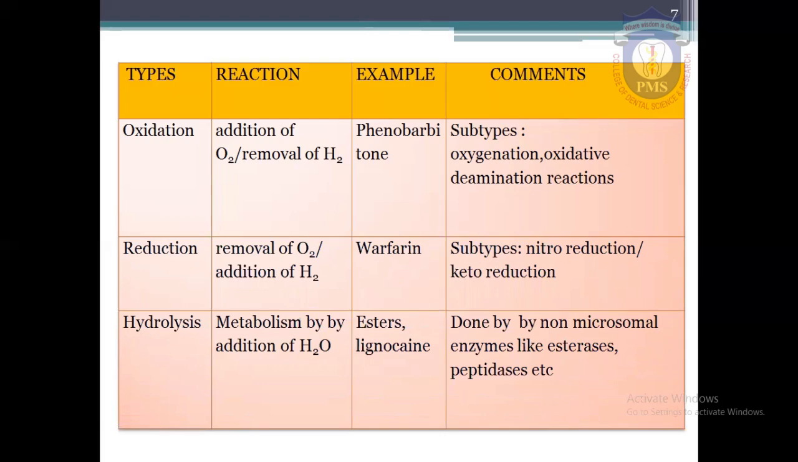Hydrolysis reactions. There is metabolism of the drug by addition of water. Examples are esters and lignocaine. This is done by non-microsomal enzymes like esterases and peptidases.